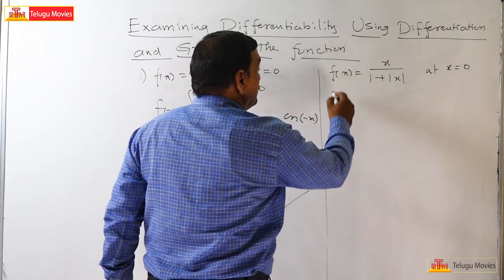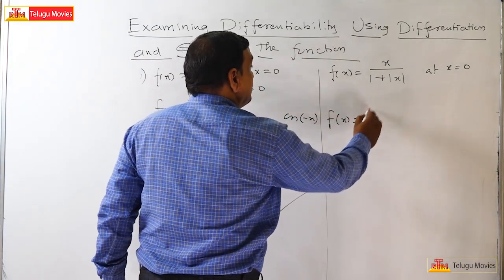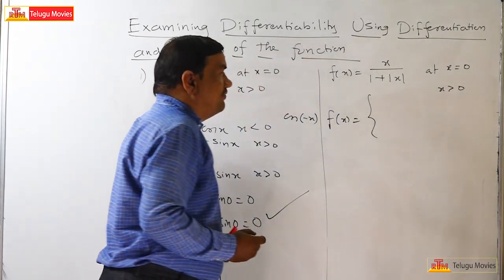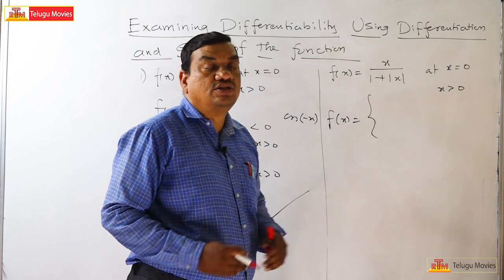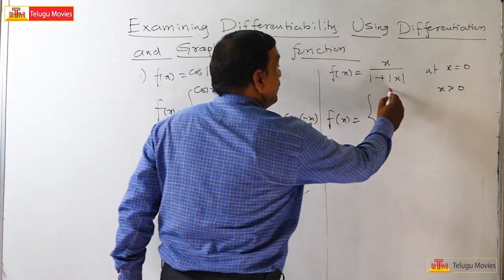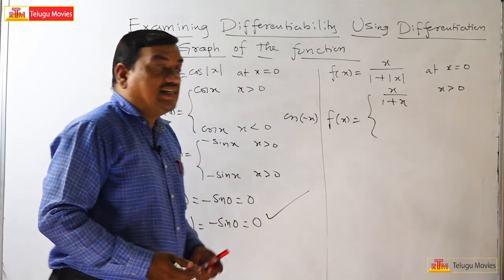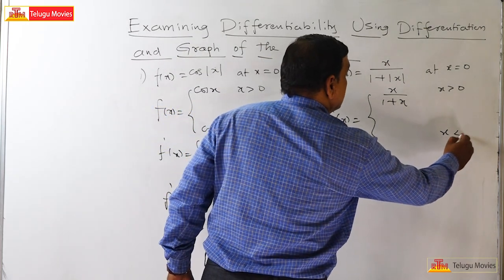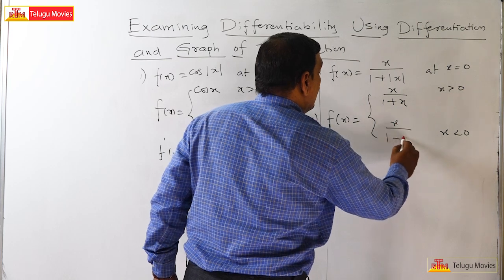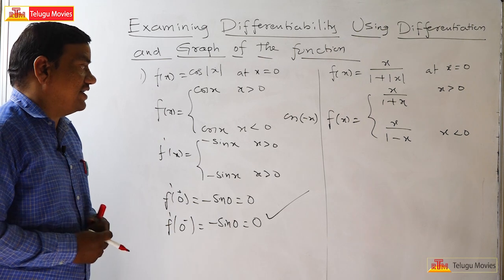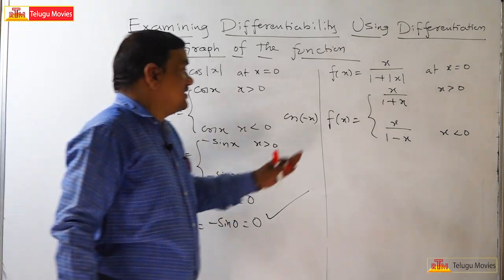Let us see here. So let us redefine this function. If x is greater than 0, mod x is equal to x. So therefore, x by 1 plus x. If x is less than 0, the mod x value is minus x, so x by 1 minus x. So let us take this f of x.